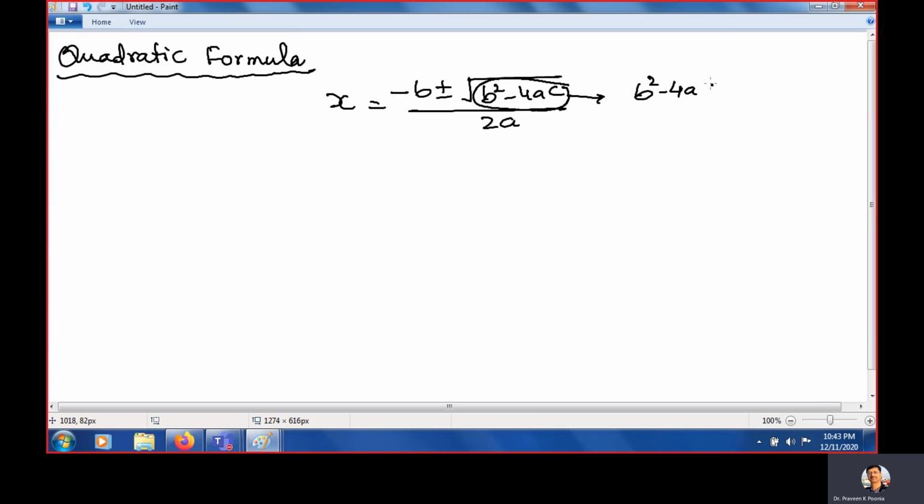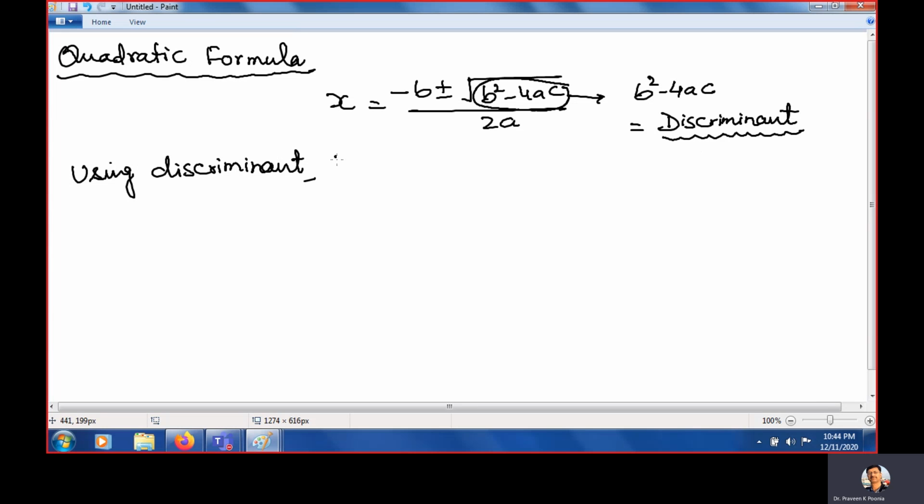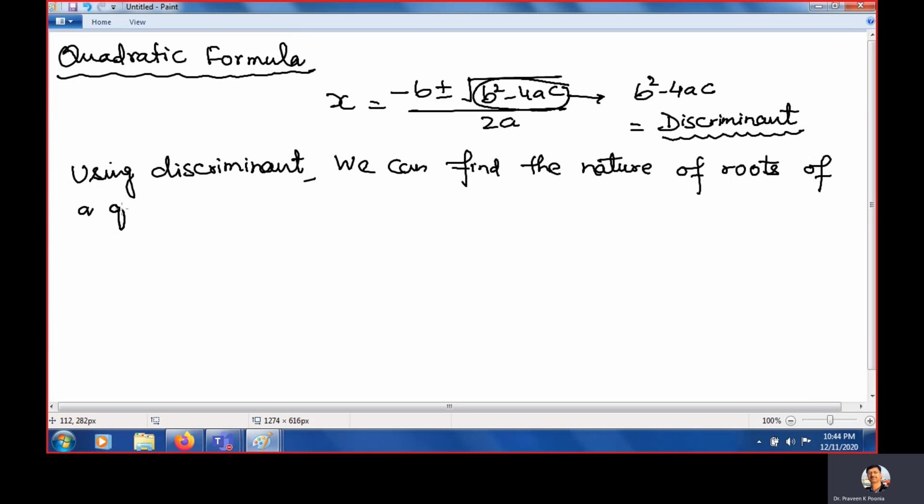This portion, what is this portion? b square minus 4ac. We call it discriminant. What is the name for this? It's discriminant. Using the discriminant, we can find the nature of roots of a quadratic equation.